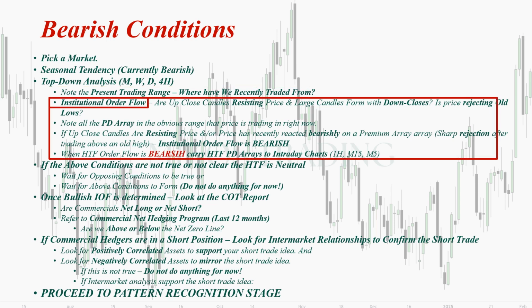After that, I proceed to the most important part of the top-down analysis, determining institutional overflow. If up-close candles are resisting price and/or large candles form with down closes and/or price has recently reacted bearishly on a premium array, for example price has a sharp rejection after trading above an old high, institutional overflow is bearish. In practice, this looks like this.